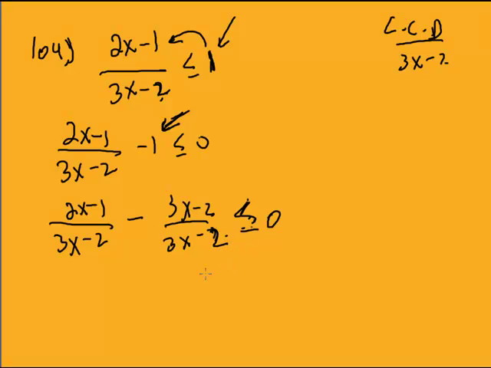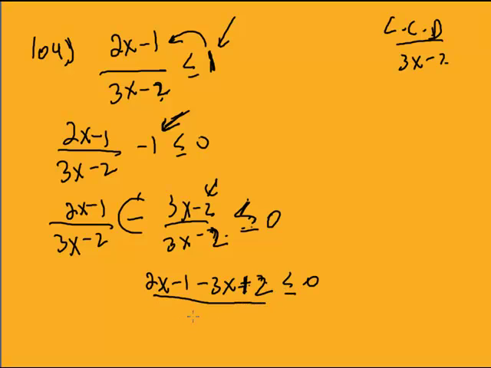Since they have the same denominators, I can write this as 2x minus 1 minus 3x plus 2. Remember the minus in front of 3x minus 2. This will change everything in here to the opposite, so that's why you're going to get a plus 2. Is less than or equal to 0. And in the bottom, obviously, I have 3x minus 2. If I clean this up, I'm going to end up having negative x plus 1, all over 3x minus 2. It looks like we've done this problem before.